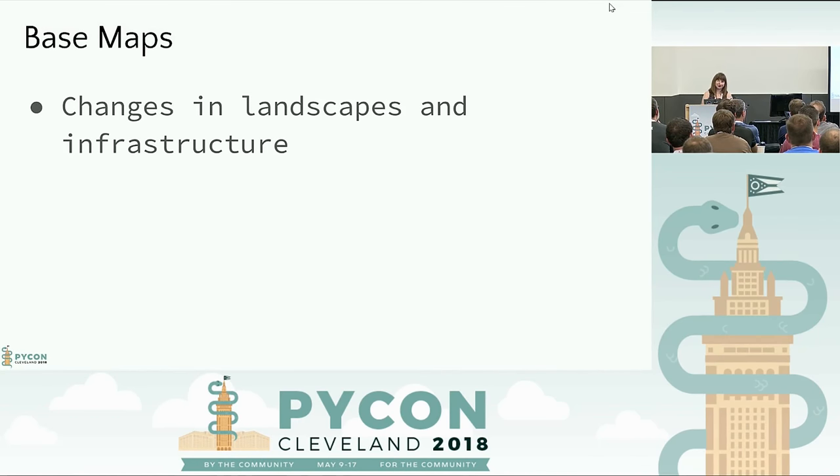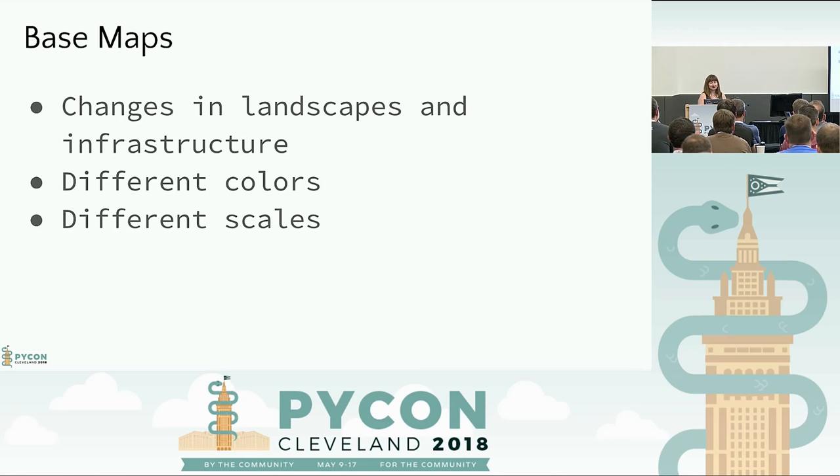So base maps have not all been made because partly there's changes in landscape and infrastructure, political boundaries, so there's always updates to make. And then you can just take the same data and style it differently, use different colors, style things differently at different scales, and highlight different features. So there are really infinitely many base maps that you could make.